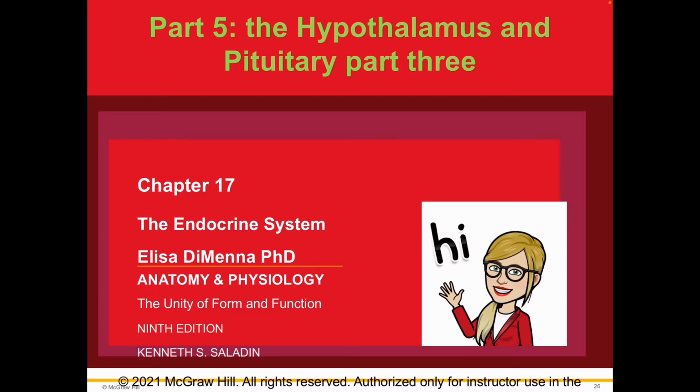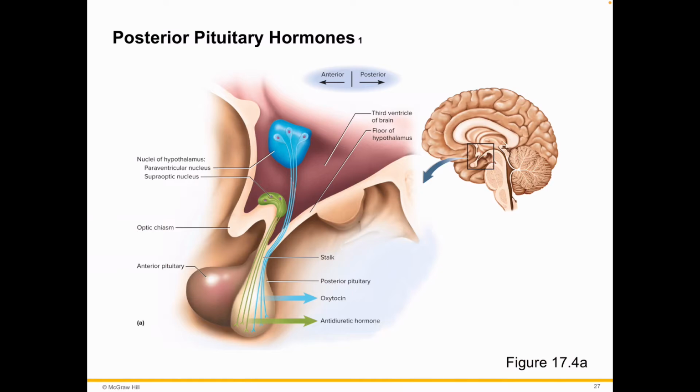We're going to continue with the hypothalamus and the pituitary. As you remember, we have the posterior pituitary and the anterior pituitary. We have these two different divisions that develop separately and then come together, and they're regulated by the hypothalamus. I just wanted to talk over some of the components thereof.